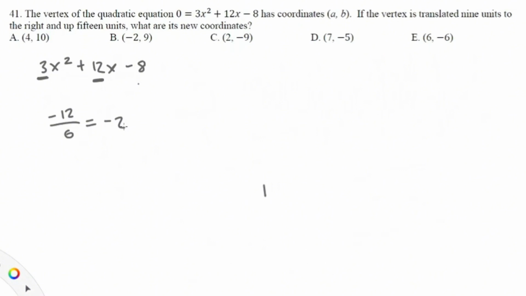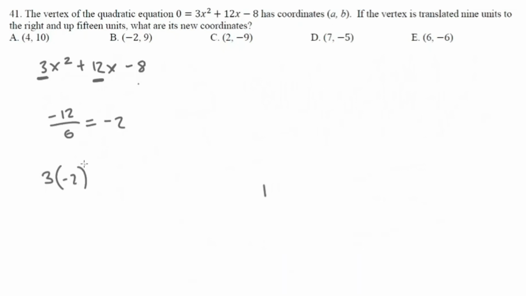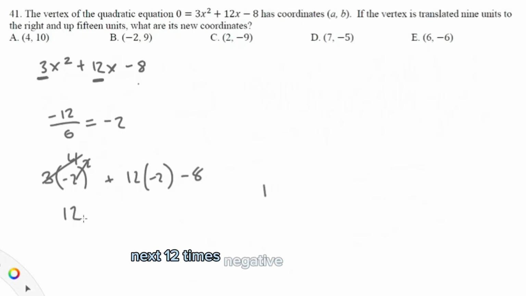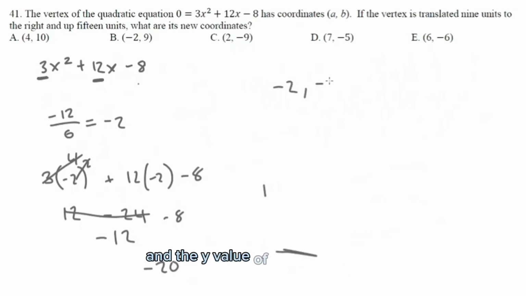Next, we can find the y value by substituting negative 2 in for x. So this becomes 3 times negative 2 squared plus 12 times negative 2 minus 8. Negative 2 squared is just 4, because negative 2 times negative 2 is 4. 3 times 4 is 12. Next, 12 times negative 2 is negative 24, so we subtract 24. Finally, we subtract 8. So 12 minus 24 is negative 12, and negative 12 minus 8, because it's two negative numbers, is negative 20. So that's our y value.